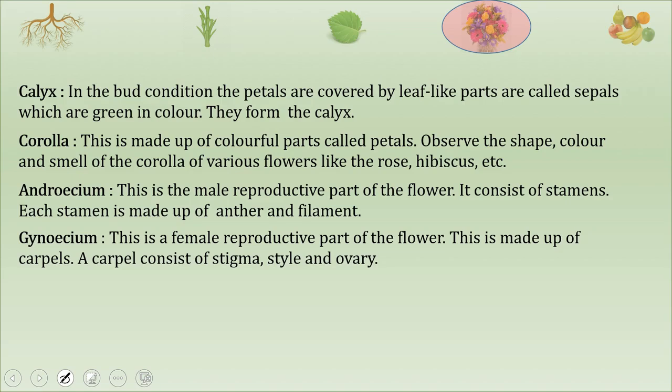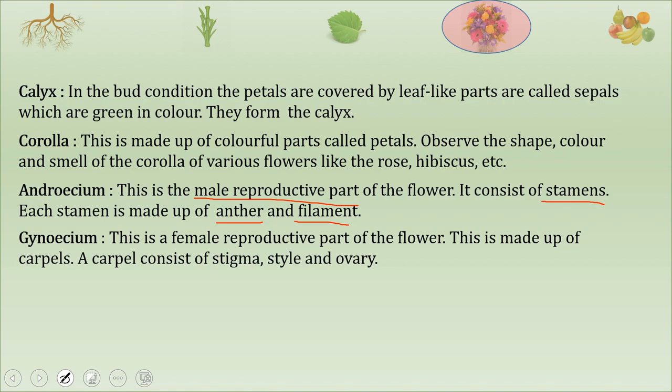Okay. Next is androecium. This is the male reproductive part of the flower. It consists of stamens. Each stamen is made up of anther and filament. Again I repeat, androecium is the male reproductive part of the flower. It consists of stamens, and each stamen is made up of anther and filament.